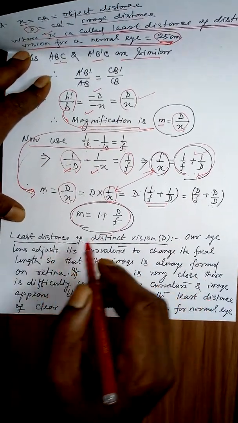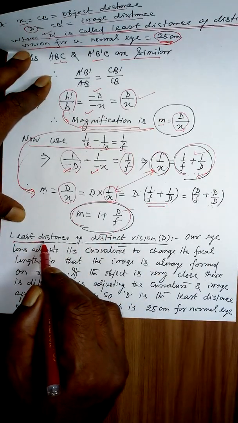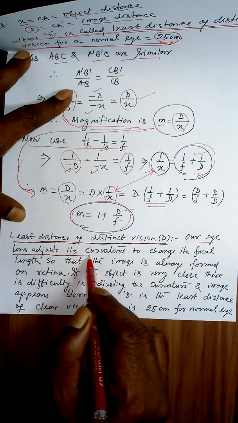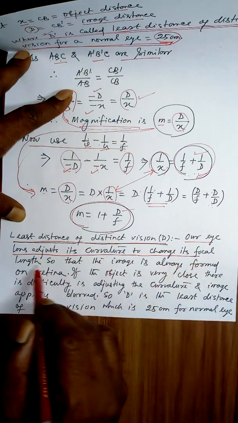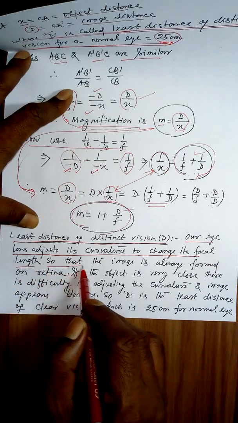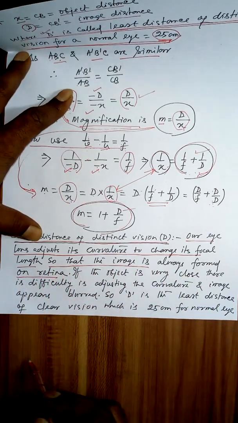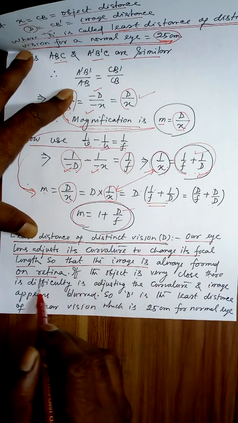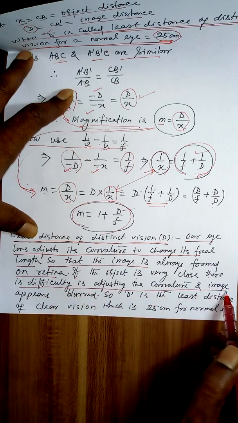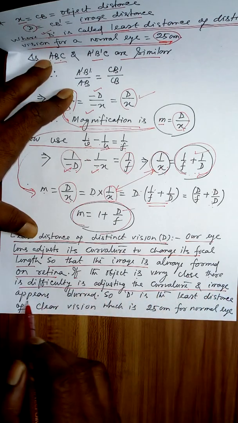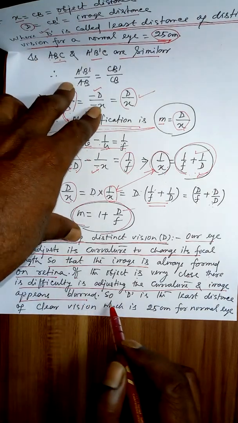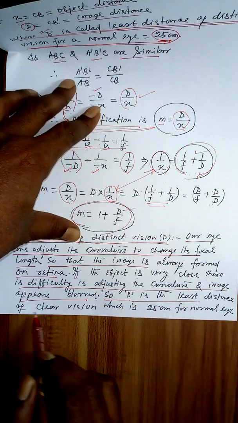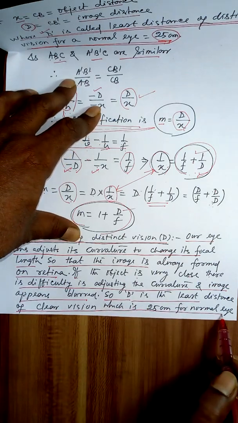Now what is this d? It is explained here, called the least distance of distinct vision. Our eye lens adjusts its curvature to change its focal length, so that the image is always formed on the retina. If the object is very close, there is difficulty in adjusting the curvature and the image appears blurred. It is found that a minimum distance called d is the least distance of clear vision, which is 25 cm for a normal eye.